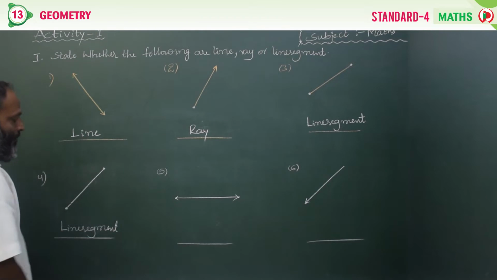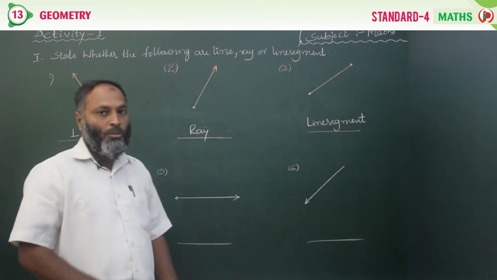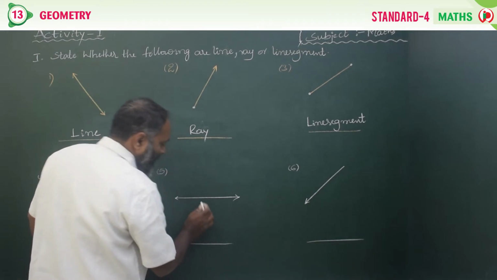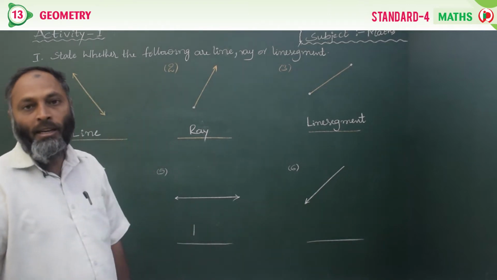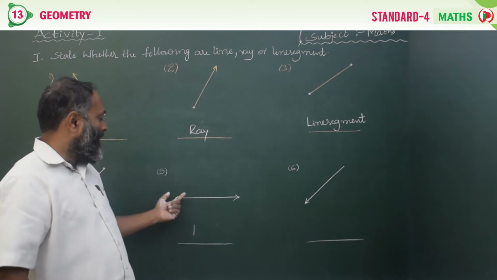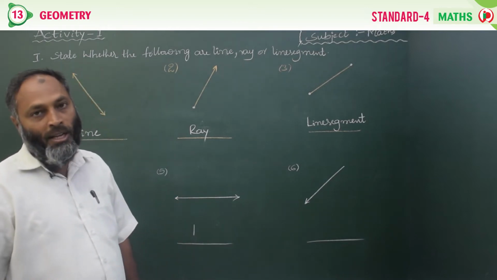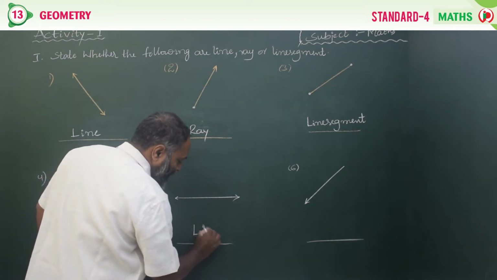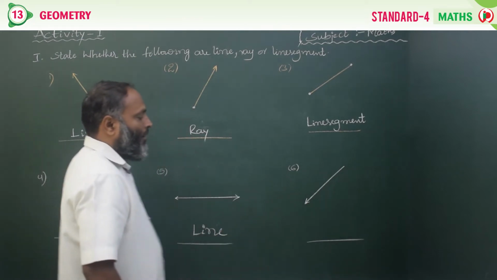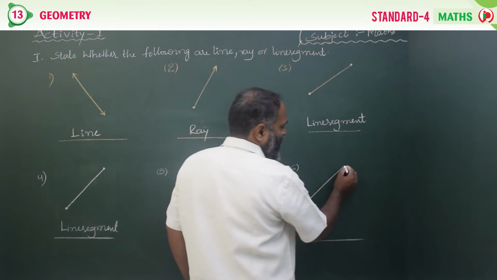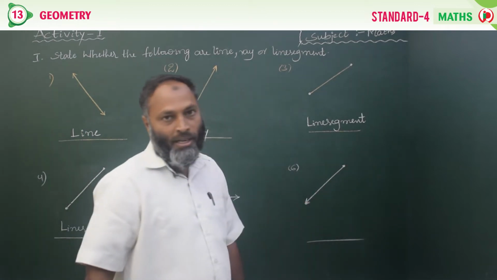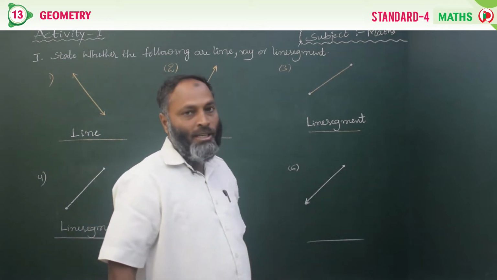Now here we have two arrows in both the directions. So it is not a ray. It is a line. A line extends infinitely in both the directions, so we have two arrows in a line. So this is a line. In the sixth question, it has one end point and one arrow. It means it extends in one direction and one end point is there. So it is a ray.